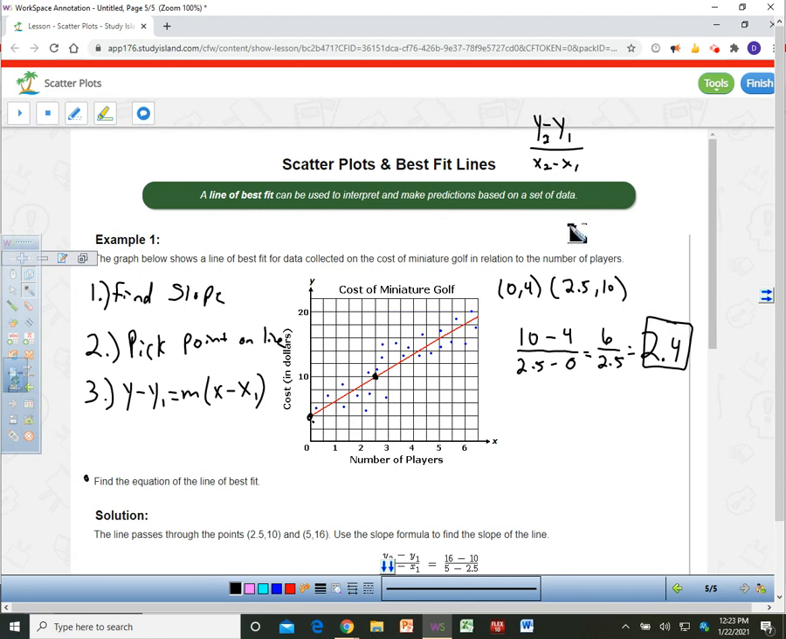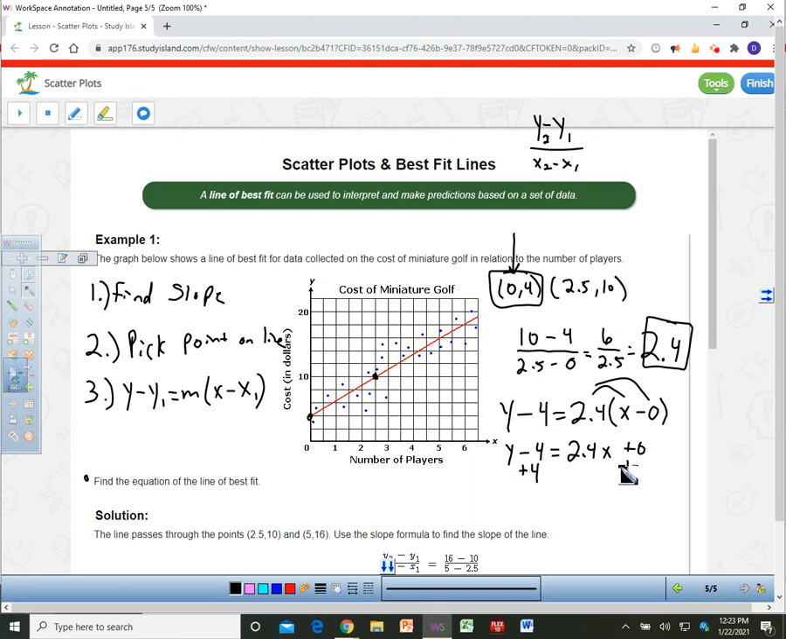So that's step 1. Step 2, pick a point on the line. Use the easiest point you picked. I'm going to use 0, 4. And then we plug it into this formula. So y minus 4 equals 2.4 times x minus 0. We distribute, like we've been doing: y minus 4 equals 2.4x plus 0. And then we add 4 to both sides. So y equals 2.4x plus 4. And there is my answer. And that is how we find the equation of a line of best fit.